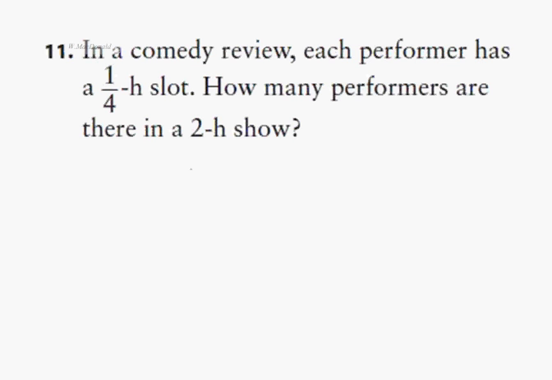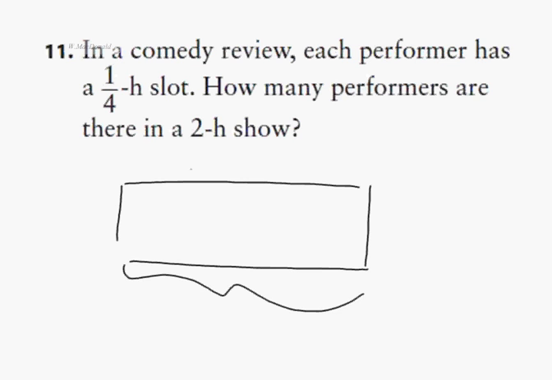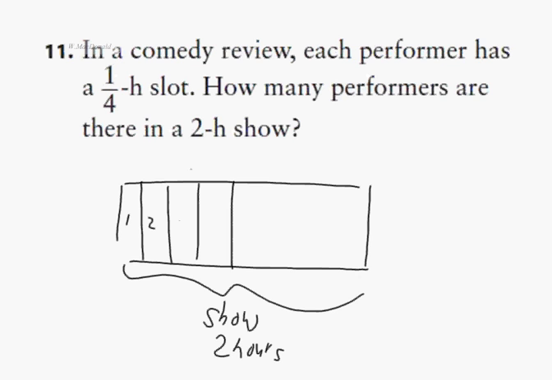In a comedy review, each performer has a quarter-hour slot. So here is the whole show, and the show is 2 hours long. Each of these is made into a quarter hour. So there's 1, 2, 3, 4. That's 4 quarter hour slots. And over here, this next hour would be 4 more.